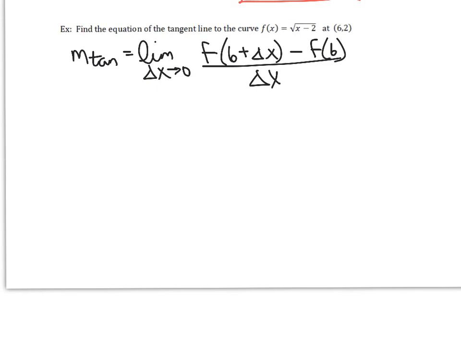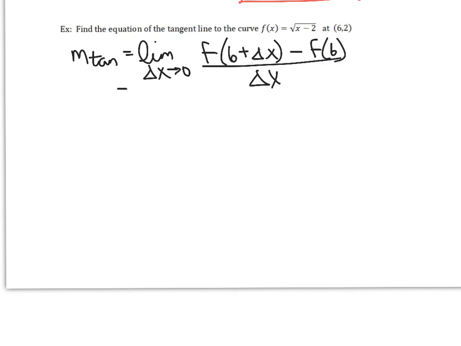For this example, we want to find the equation of the tangent line to the curve f of x is equal to the square root of (x minus 2) at the point (6, 2). So I've already substituted my c value of 6 into my limit definition of the derivative at the given point. So this is going to be the limit as delta x approaches 0 of f of (6 plus delta x) minus f of 6, all over delta x.